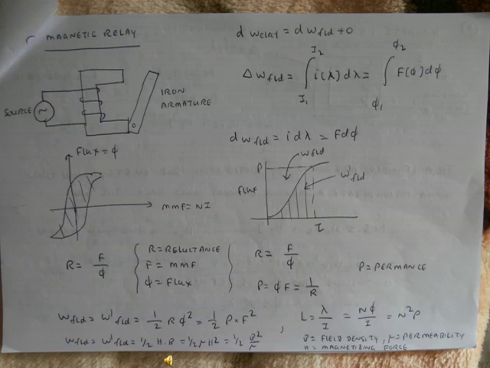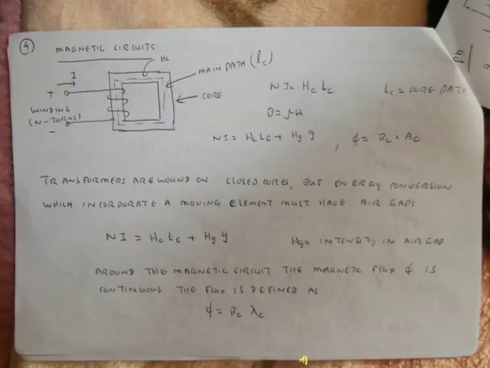And we will talk about the magnetic circuits. So the magnetic circuits are in the diagram. So we can see the magnet. The wires are wound on the magnet. The input will be the current I, so that the winding has N number of turns.